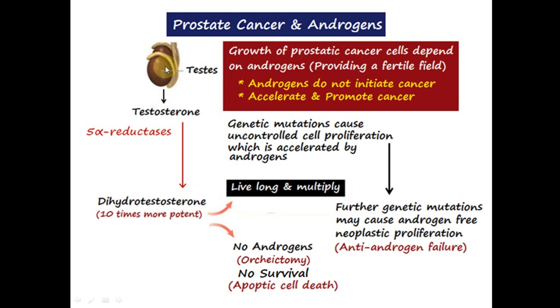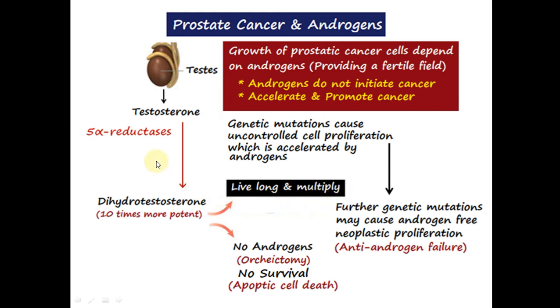The Leydig cells of the testicular tissue secrete testosterone, but testosterone is comparatively less effective in causing growth and proliferation of the prostatic glandular tissue. But this testosterone is converted by the enzyme produced by the prostate, known as 5-alpha reductase. This enzyme converts testosterone into a potent androgen known as dihydrotestosterone, which is 10 times more potent in causing the prostate cells to live long and to multiply.